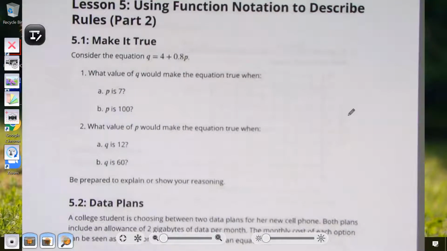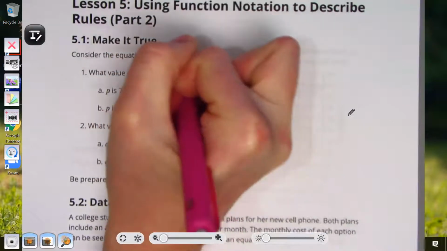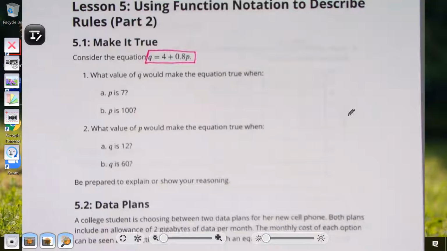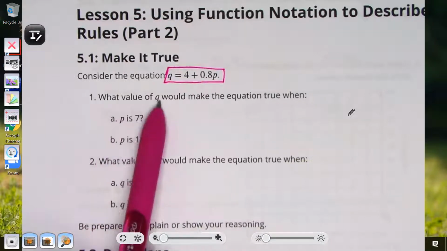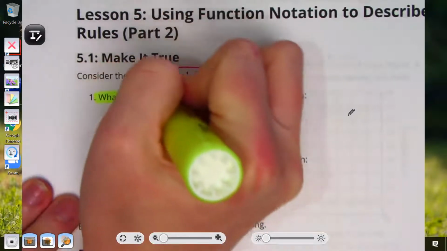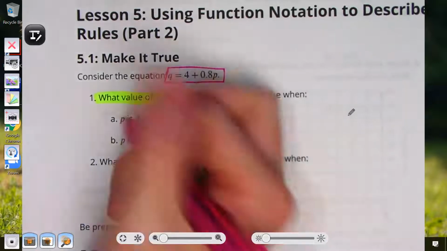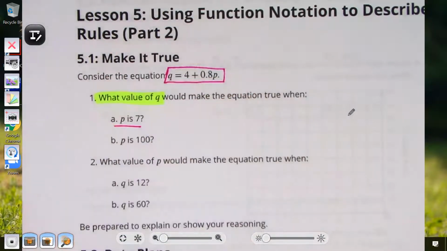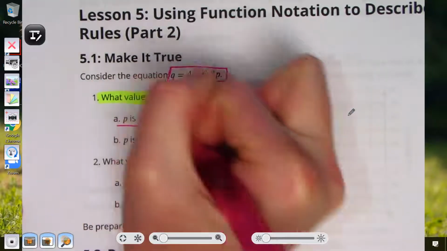5.1, make it true. It says, consider this equation here. I want you to put a box around that equation because we're going to be using it. Remember, like we talked about in unit 2, if they ever give you an equation or a function or whatever, you're more than likely going to be using it for whatever they have you doing. Okay? It says what value of Q, okay, so we're solving for Q, because that's what it wants to know, would make this equation true when P is 7. So if they tell you that P is 7, they're telling you that P equals 7.